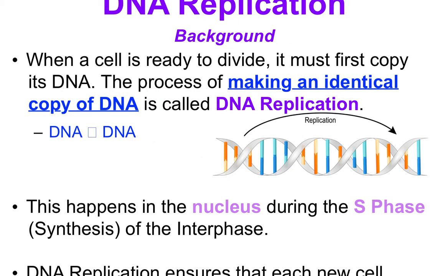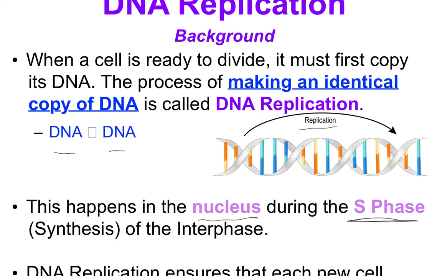When a cell is ready to divide, it must first copy its DNA. That process of making an identical copy of DNA is called replication. And that's DNA makes a copy of DNA, replication. This happens in the nucleus. And remember, it's during the S phase of the cell cycle.